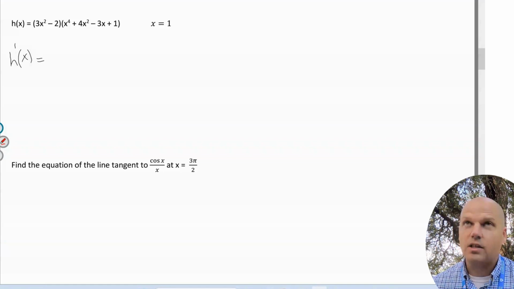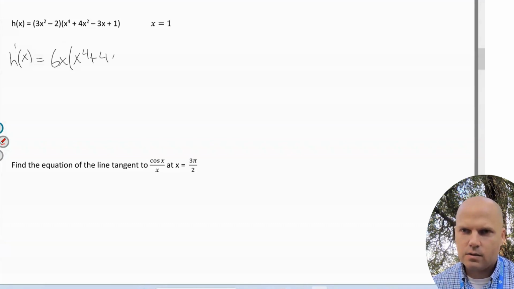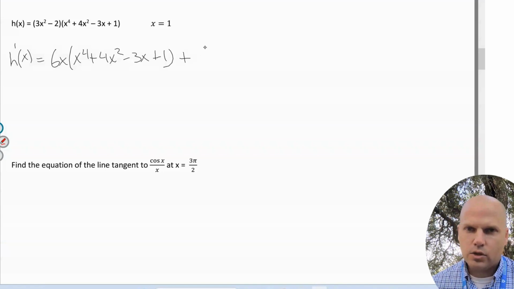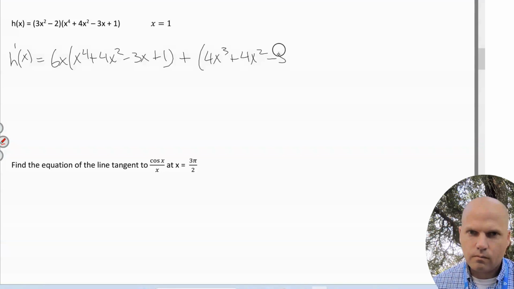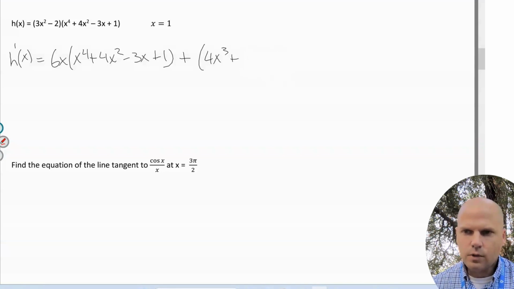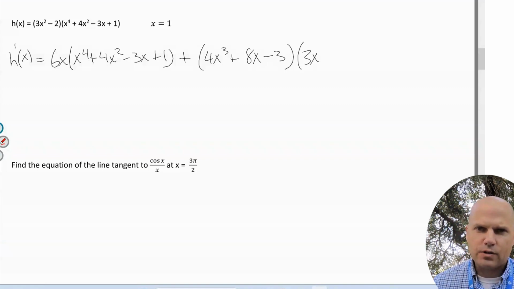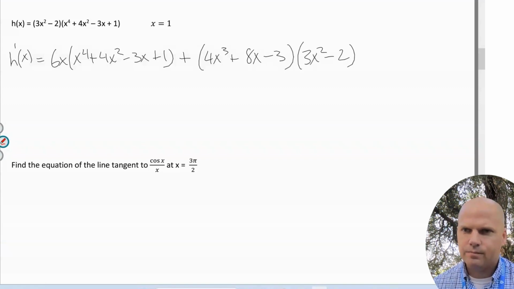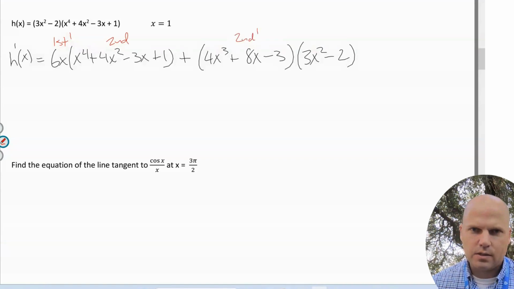Okay, what does that look like? The slopes of the first times the second plus the slopes of the second. I'm going to use parentheses because my slopes of the second are this entire thing, so 4x cubed plus 8x minus 3. I almost made a mistake there. Times the first. This is it. Slopes of the first times the second. Slopes of the second times the first.